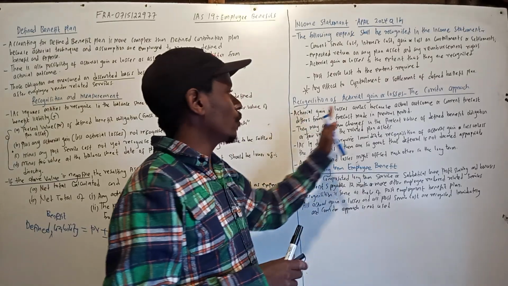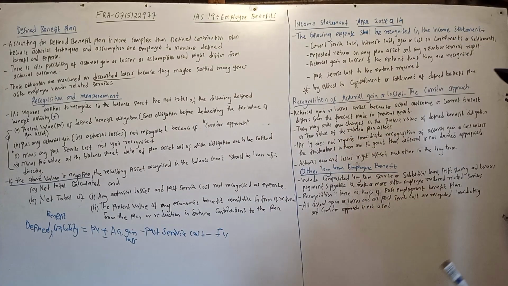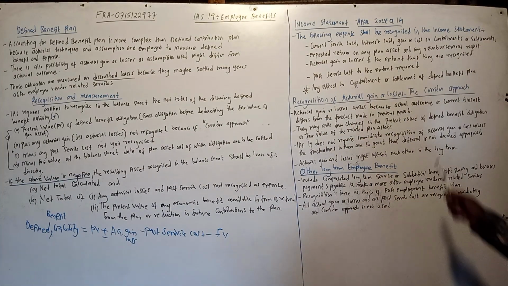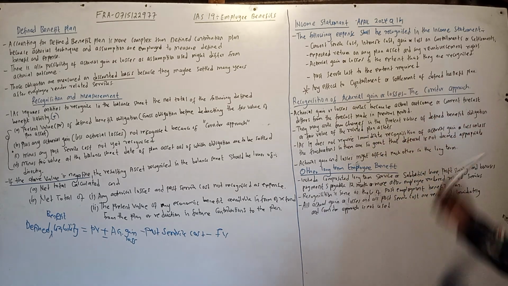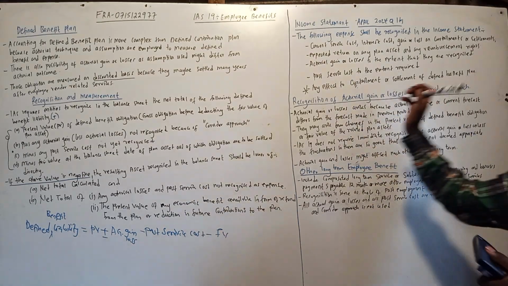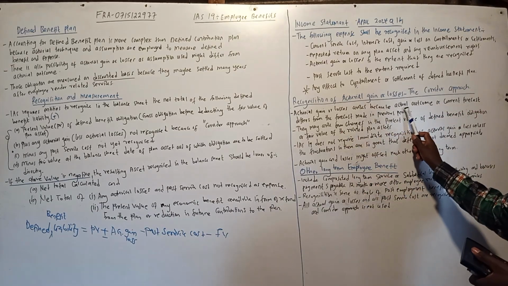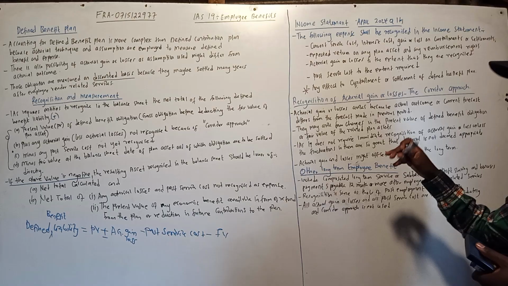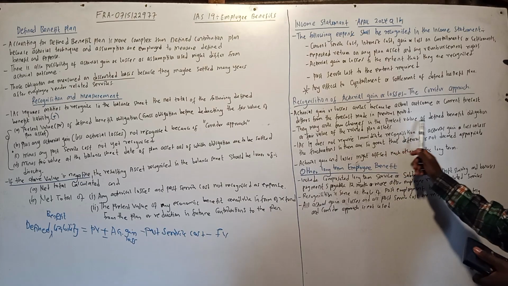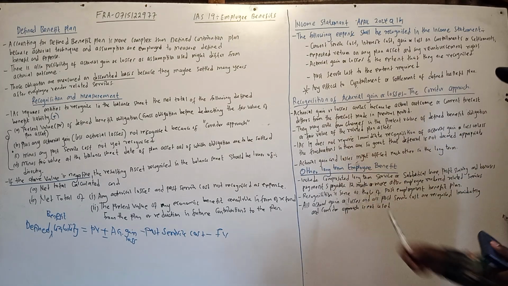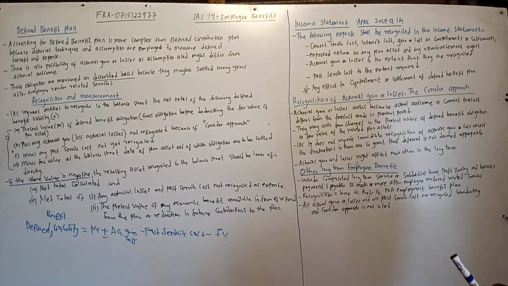Now let us see the recognition of the actual gains or losses, the corridor approach. Actual gains or losses arise because the actual outcome or the current forecast differs from the forecast made in the previous period. So this actual gain or loss might arise because of the differences between the actual outcome and the previous forecast that was made. They may arise from changes in the present value of the defined obligation or the fair value of the related plan asset.